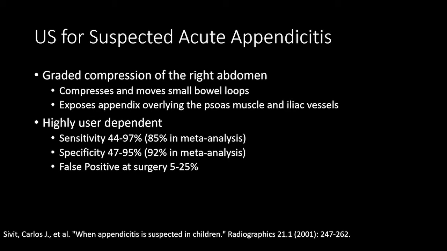The problem with ultrasound for suspected acute appendicitis is it is very dependent on the skill and experience of the person doing the ultrasound. That variability in user experience and skill results in a wide range of sensitivities and specificities that we can see in the literature. There is also a relatively high false positive rate. So at surgery, after using ultrasound for suspected appendicitis, you may find literature reporting normal appendix at surgery in about 5 to 25% of patients.